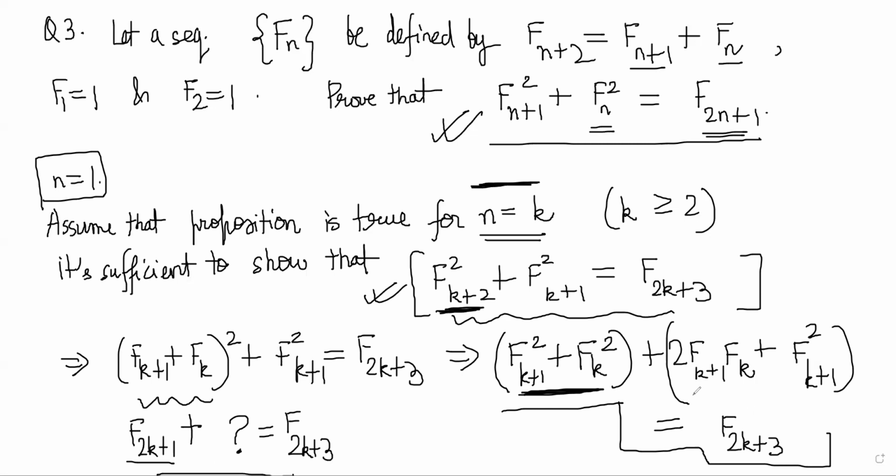So it is sufficient to show that this something, this bracket 2 times f of k plus 1 into f of k plus f of k plus 1 square, must be equal to f of 2k plus 2, right? Because this is the Fibonacci pattern. 2k plus 1 plus 2k plus 2 should be f of 2k plus 3. So if we can show that this part is equal to f of 2k plus 2, we are done. The proof is over, right? So I will just write it here. It is sufficient to prove that 2 times f of k plus 1 plus f of k plus 1 square is equal to f of 2k plus 2, right?